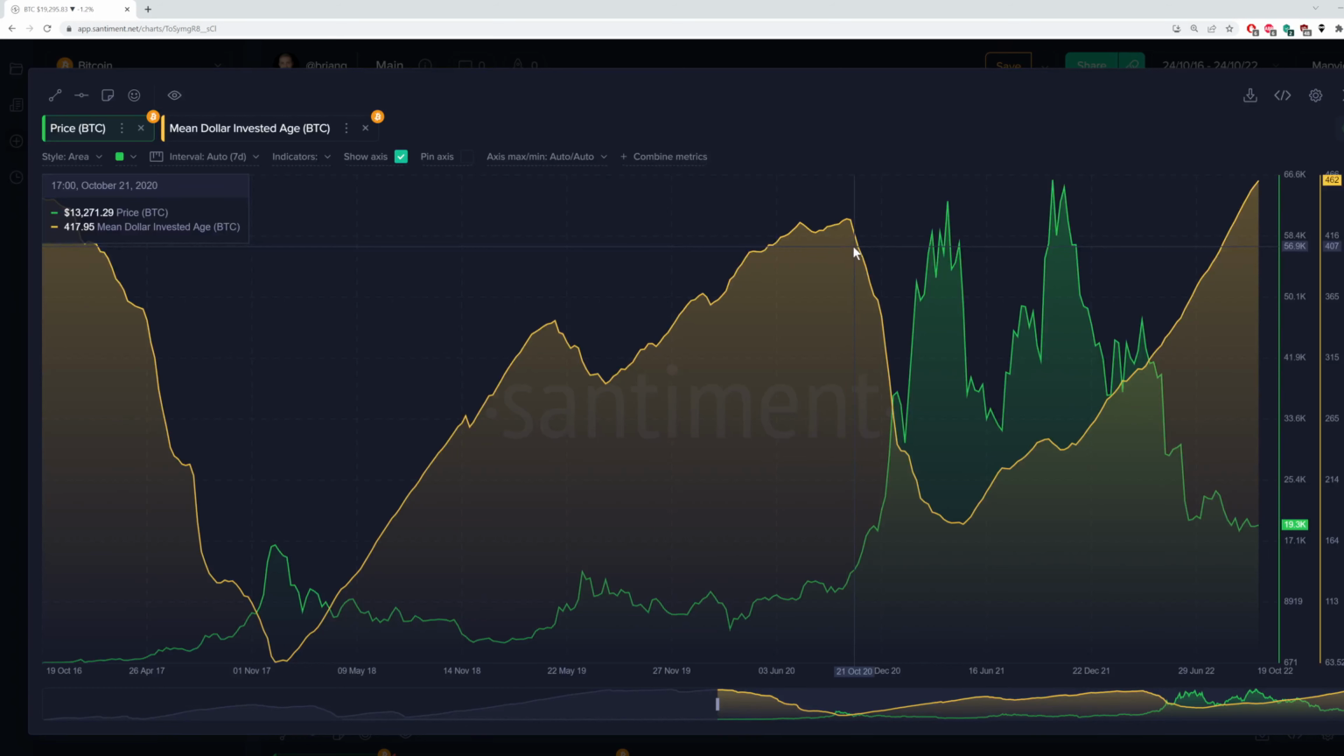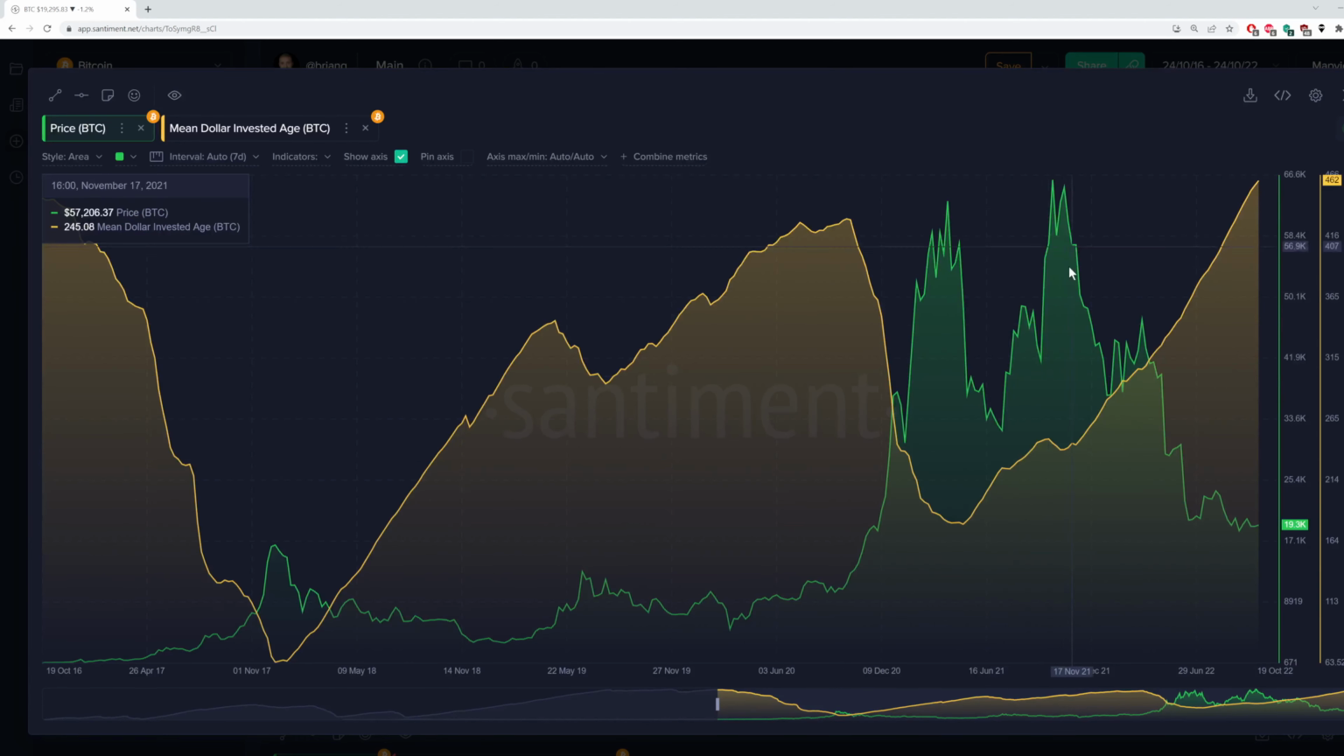One more example, October 14th, 2020, we suddenly see the beginning of the mean dollar invested age drop. Let's go right up until it flattens and starts moving up again, May 2021. Price went up 283%. In fact, it actually went all the way up to 392% at one point.